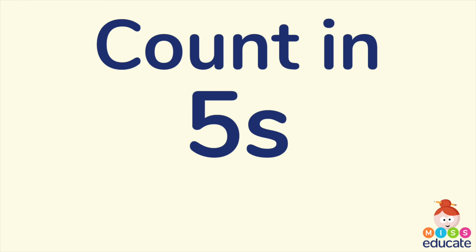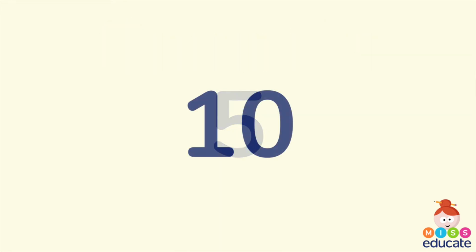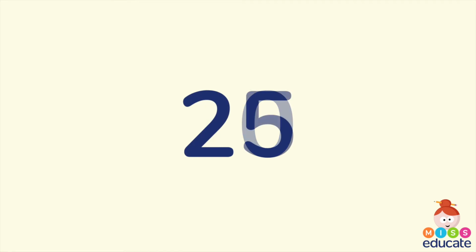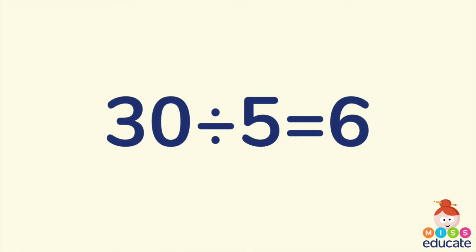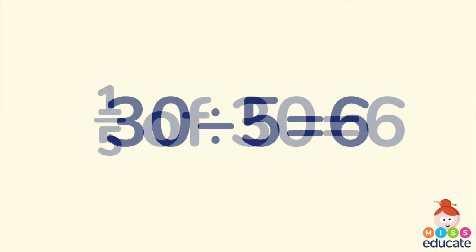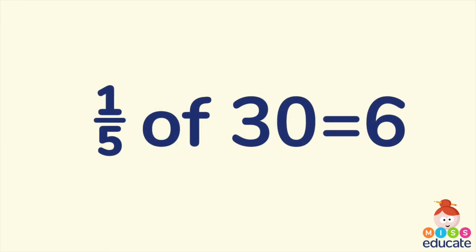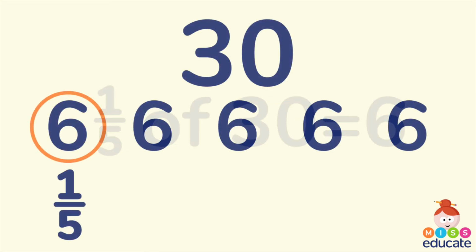1/5 of 30, counting in 5s. 5, 10, 15, 20, 25, 30. So we know that 30 divided by 5 is indeed 6. That tells us then that 1/5 of 30 is 6. And just to look at it in that different way again, there's our 30. There it is split up into 5 equal parts. And one of those equal parts, so 1/5 of 30, is going to be 6.